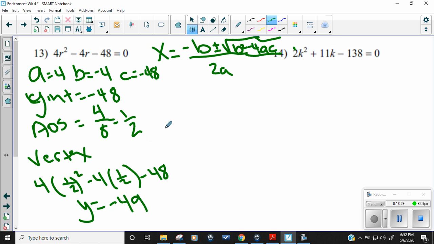Which makes sense. Let me just do a sketch real quick. So 1/2 is like, that's 1, that's 1/2. Negative 48 is your y-intercept, negative 49 is your vertex. So it's right by there. So your vertex is 1/2, negative 49. It opens upwards.